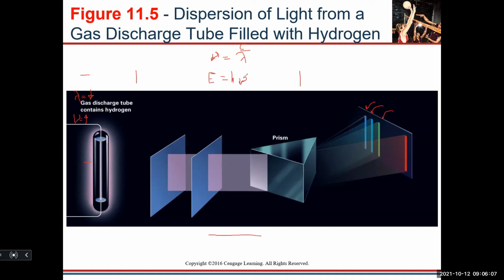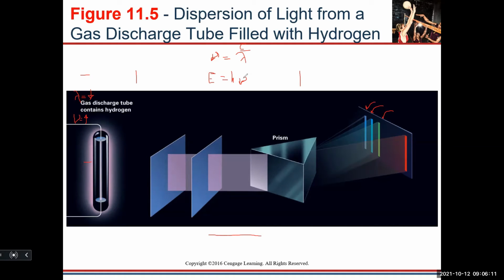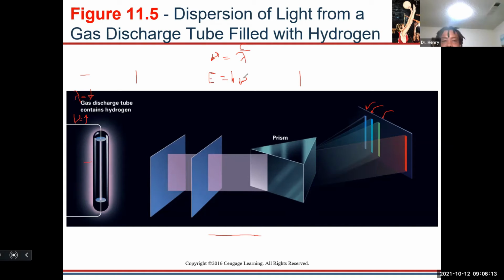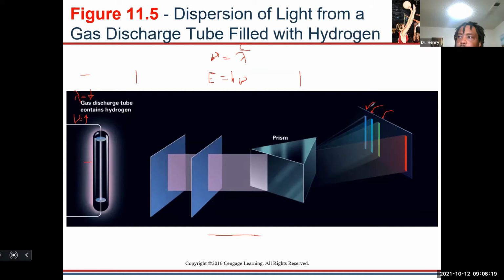Is that what we're going to be doing for the lab? Yeah, that is exactly what you guys are going to be doing for the lab. And it's going to be based upon the different wavelengths that we get from the different colors.